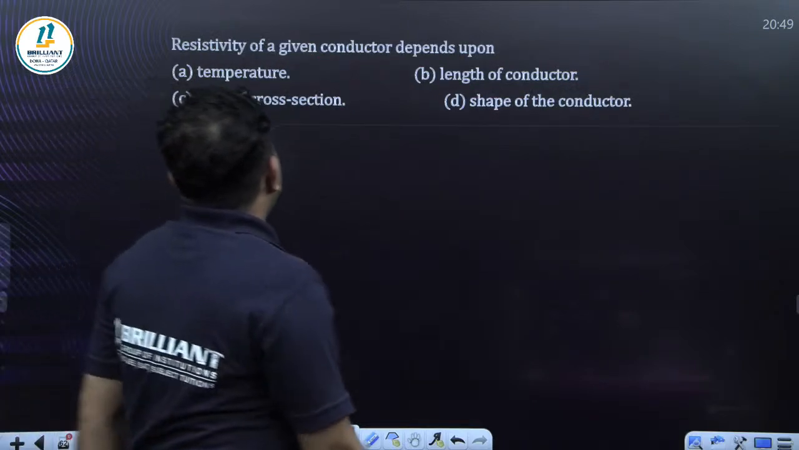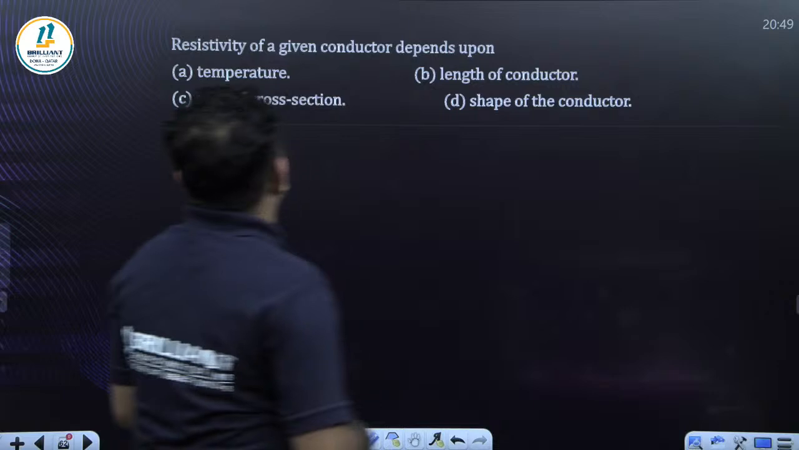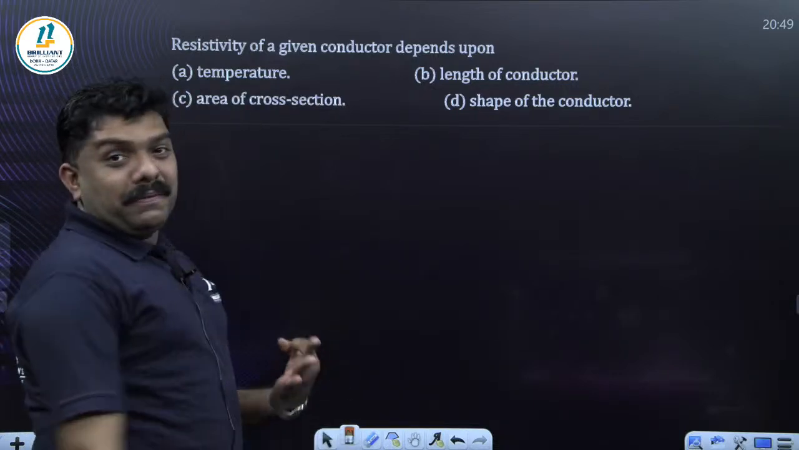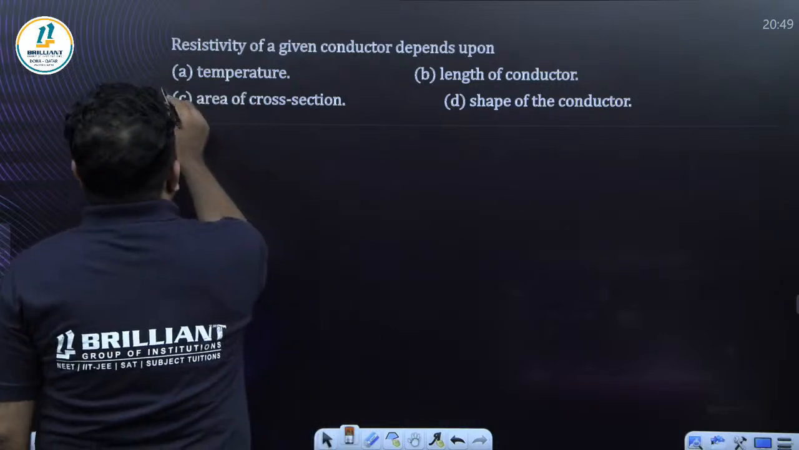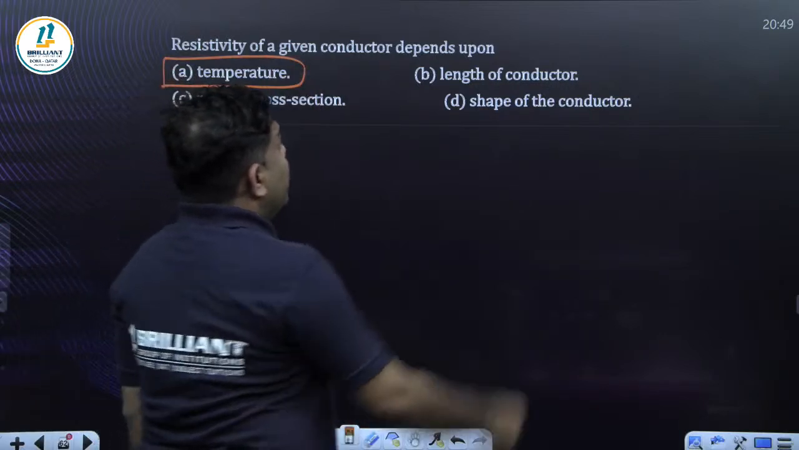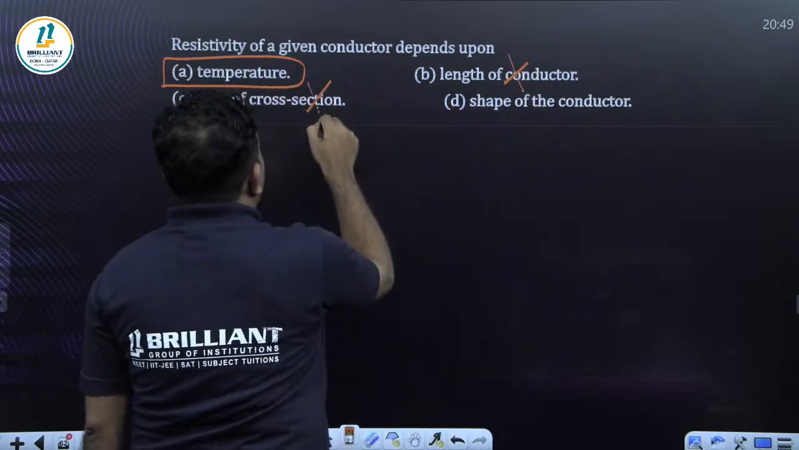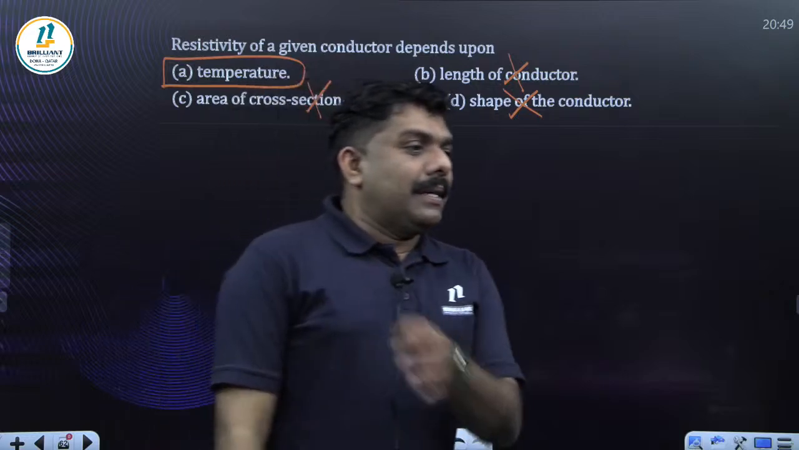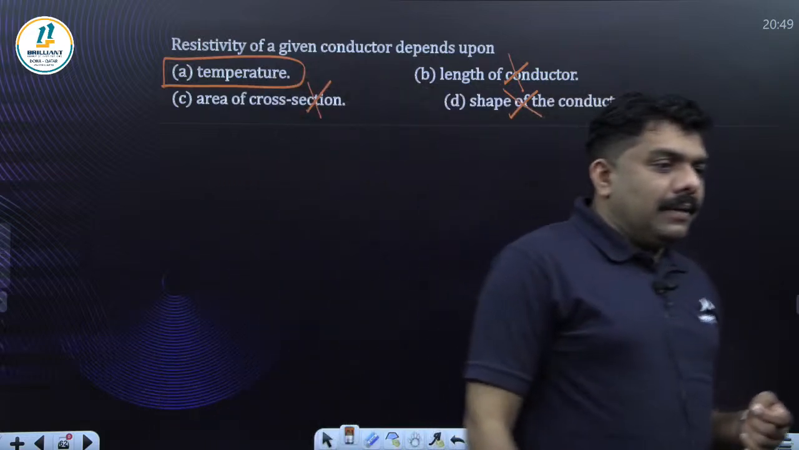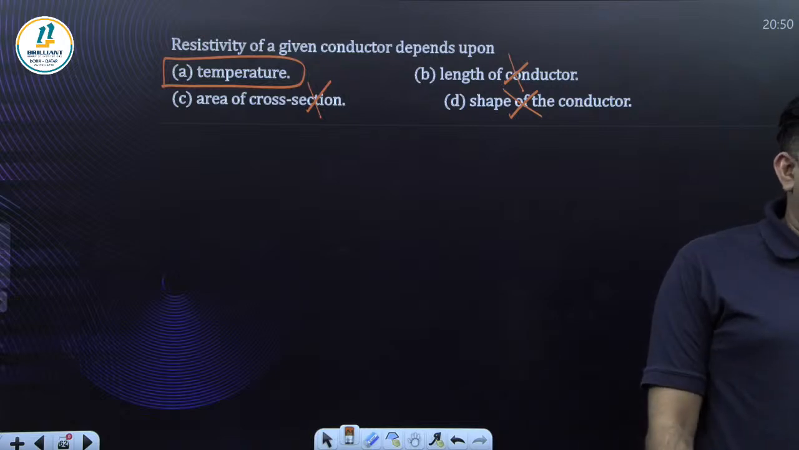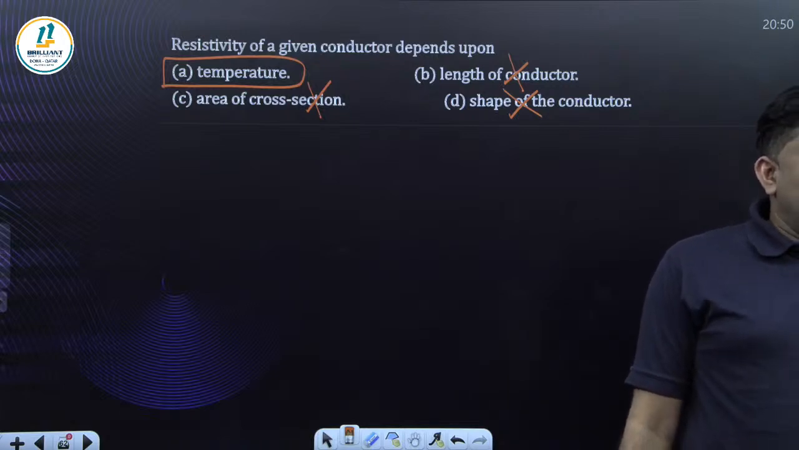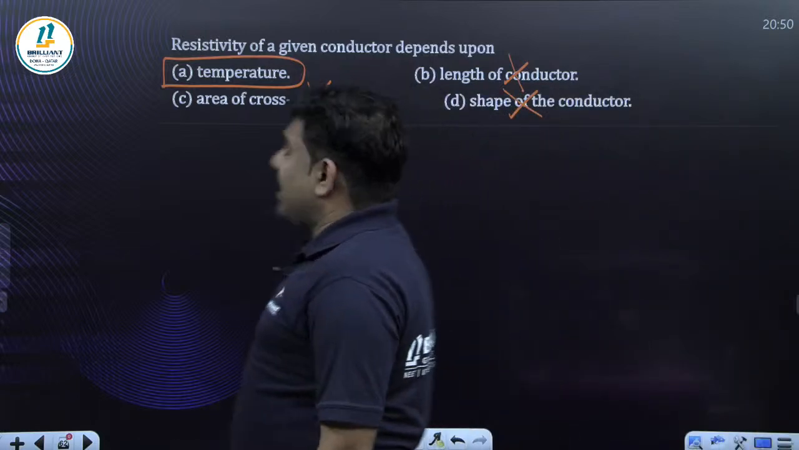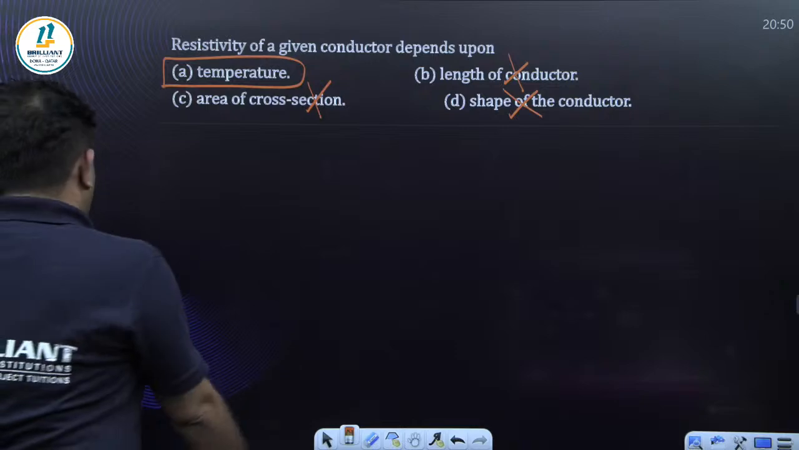Now look, the resistance of a given conductor depends upon temperature, length, area, shape of the conductor. Already everyone knows that resistivity depends only on temperature. It does not depend on length, area or shape. Siddharth and many others got it correct. So the right answer is option A, that is temperature, resistivity.